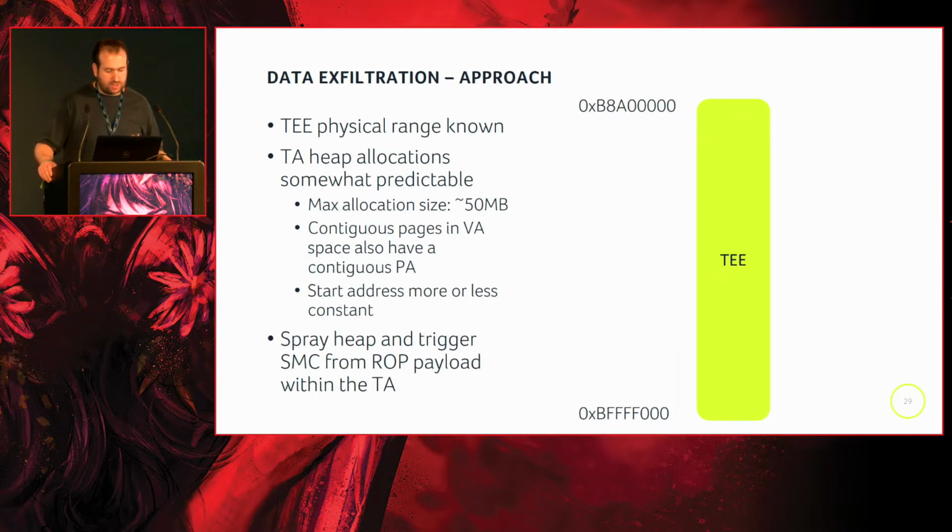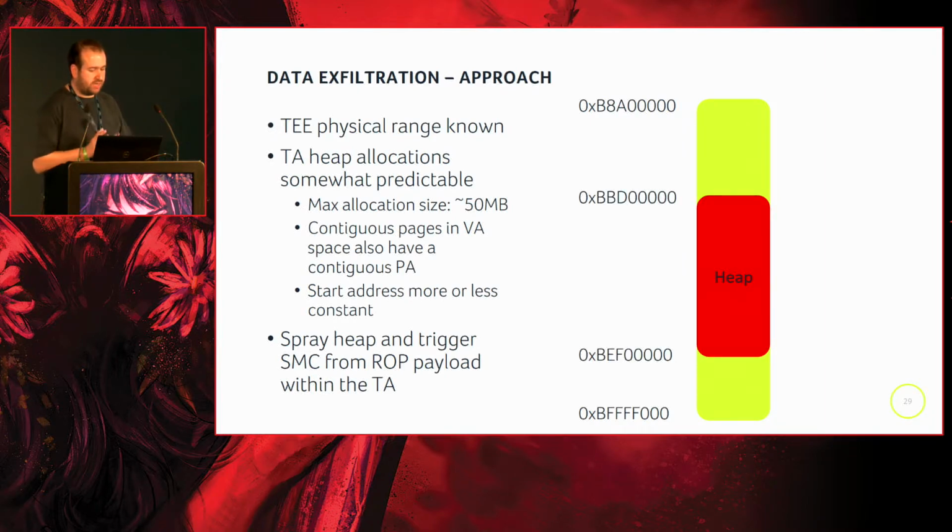What we thought was, let's spray the heap, let's put thousands of copies of this structure and execute this SMC from a ROP payload that runs in a compromised TA that has the SMC permission. So once we do a big allocation, this is what's going to happen. We will allocate something on the heap, and these are the start and end address, plus or minus a few kilobytes, of the allocated heap structure on the heap.